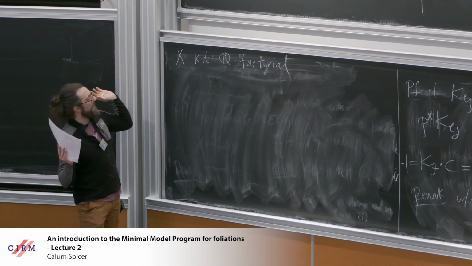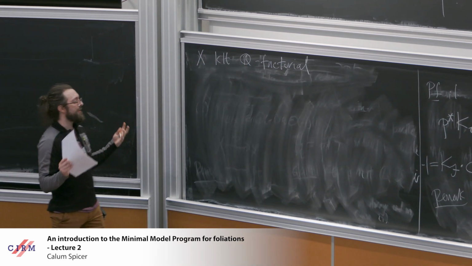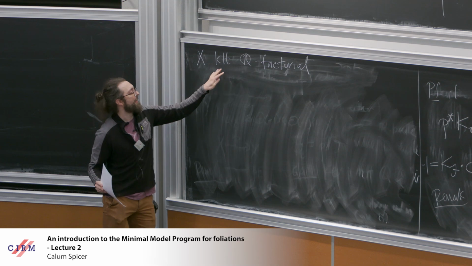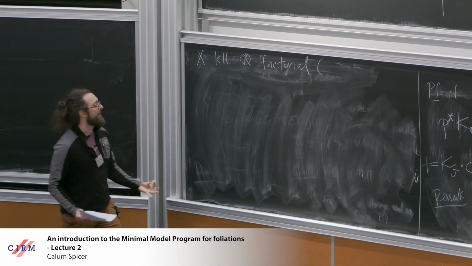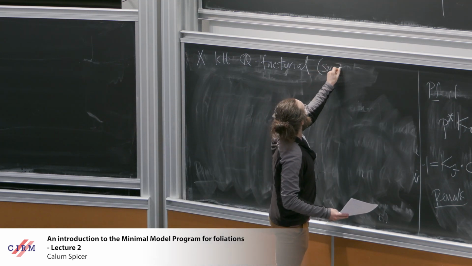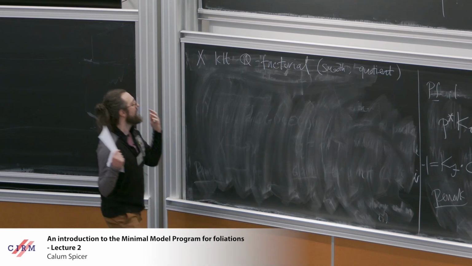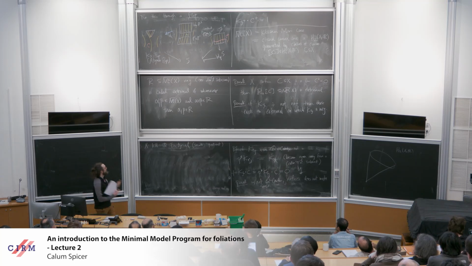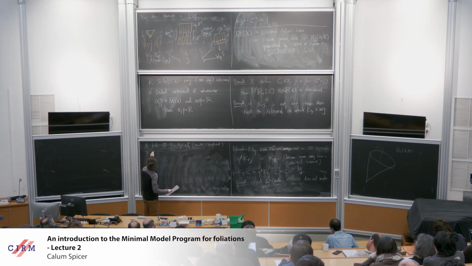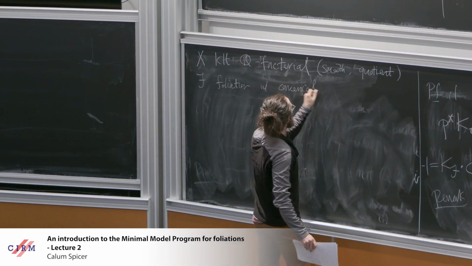So as I explained, in the course of doing things, our underlying variety becomes singular. This is a class of singularities which is preserved by the MMP. But you're not going to lose much of the general flavor of things if you just think either smooth or quotient singularities. So instead of me saying KLT Q factorial, you can just imagine I'm talking about a smooth variety or even a variety with quotient singularities. And F is a foliation with canonical singularities.